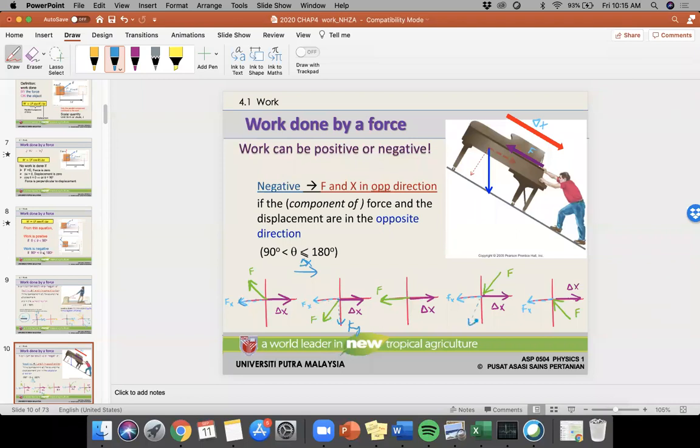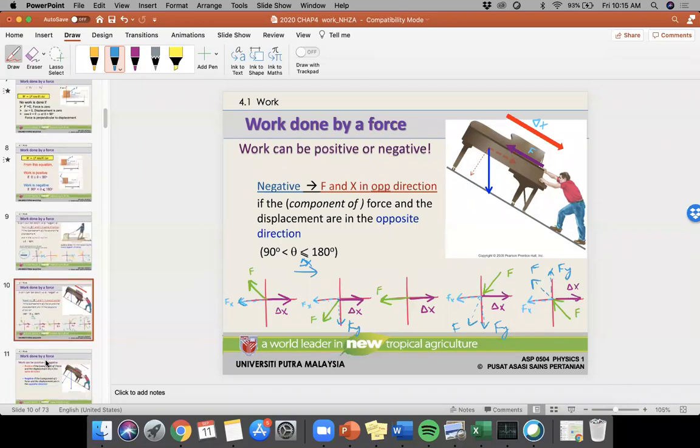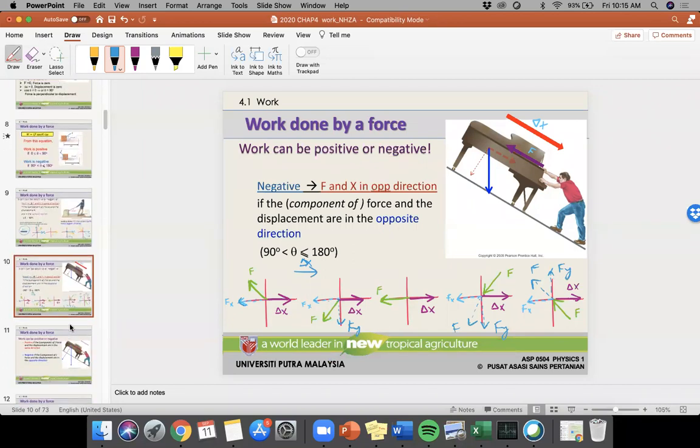Same thing here, extend it. This is your F. This is your Fy. This is your Fx. So Fx is opposite direction. Same thing here. Extend it if you can't see it. So this is your F, Fx, Fy. Okay. So always try to extend it if you can't see how to resolve it. That should give you your direction with respect to your displacement.